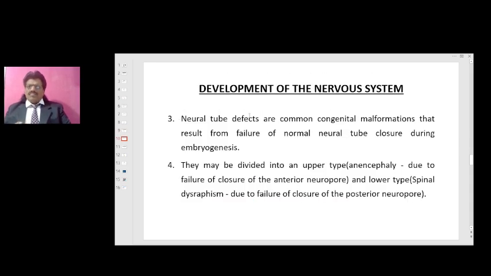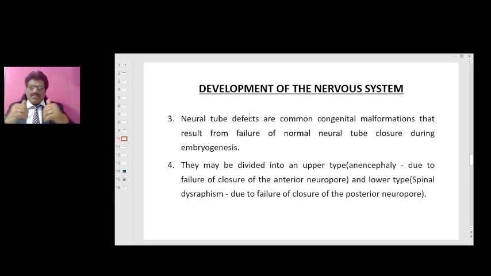Neural tube defects are common congenital malformations that result from failure of the normal neural tube closure during embryogenesis. Generally, it should close. If it does not close, we have neural tube defects. They may be divided into upper type, anencephaly. The upper pore generally closes around 24-25 days. If they do not close, they develop congenital anomalies.